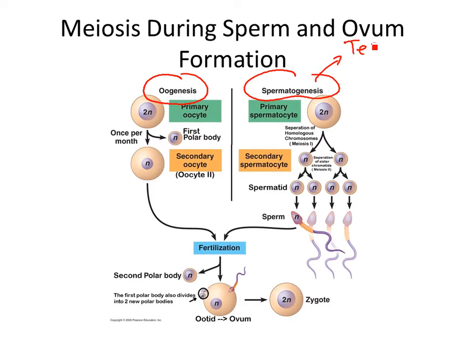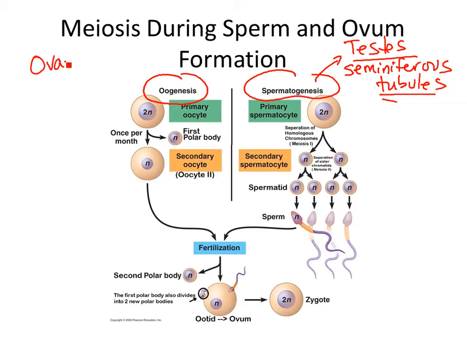Spermatogenesis occurs in the testes in males, and more specifically within the testes, this is occurring within the walls of the seminiferous tubules. And you'll be learning more about that in future lectures. You'll also be taking a look at seminiferous tubules under the microscope in lab. Oogenesis occurs primarily in the ovaries, but it actually finishes in a fallopian tube at the time of fertilization.